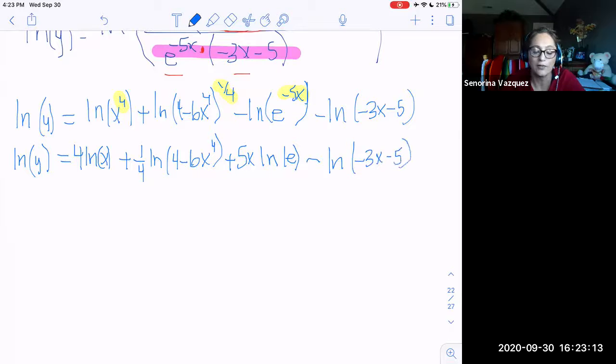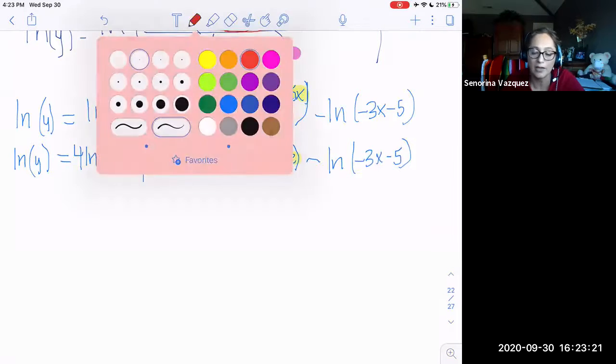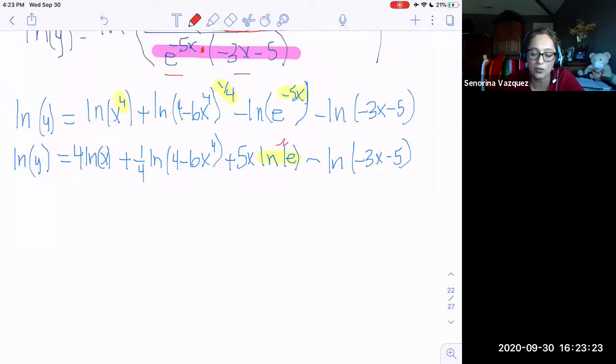The natural log of e, remember, the bases match, so that's just equal to 1. When the bases match, that just equals 1. So what we've got going on here, this natural log of e, is really just a times 1. This is 5x times 1. So what I'm going to do is clean it up one more time before I take my derivative, before I move on to the next step.